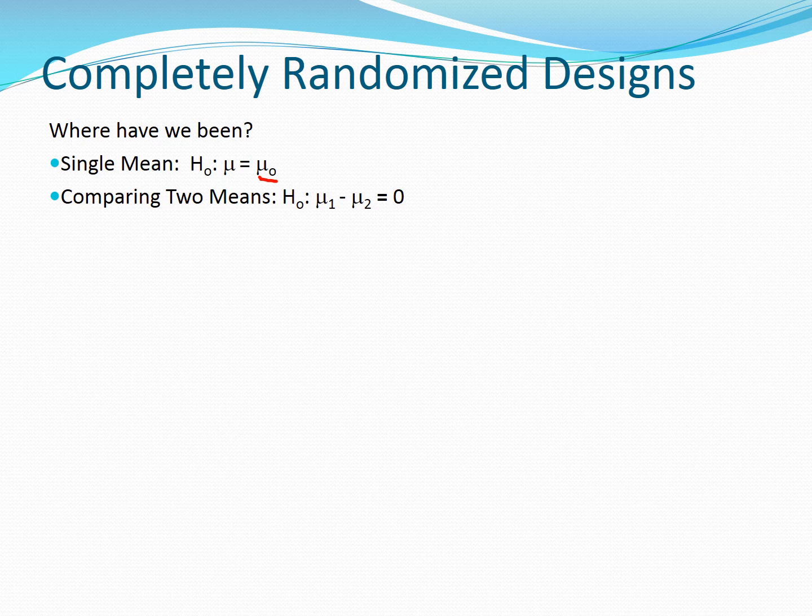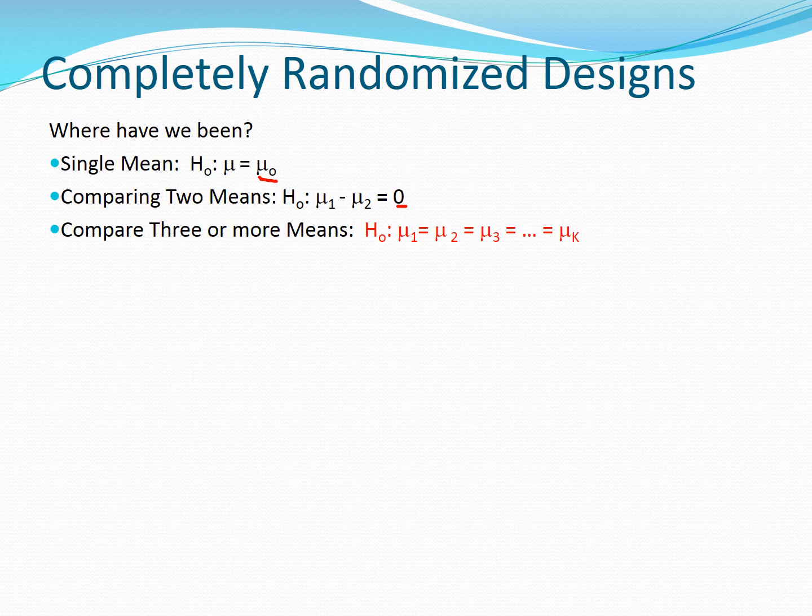In fact, when we went to the computer, we had to go and put in the value of mu naught in addition to the direction that we were testing. So that was working with a single mean. We then took a look at comparing two means, and we said that the difference between them was equal to, typically we thought of this number here as d naught, the hypothesized difference, but usually it's the value 0.